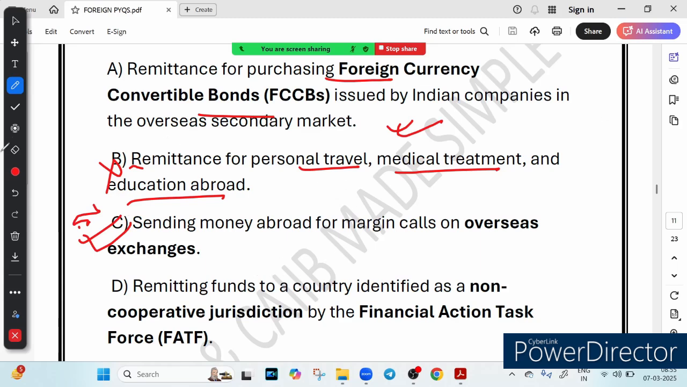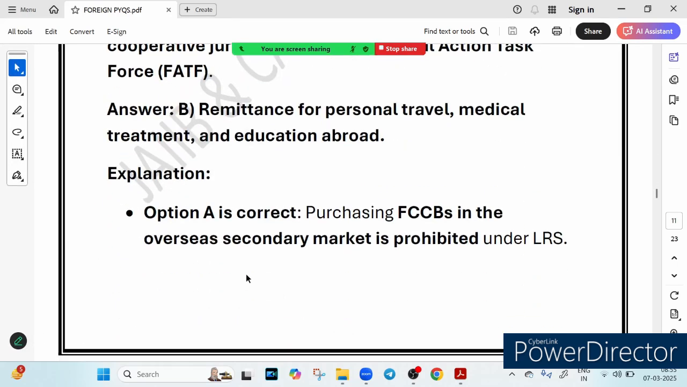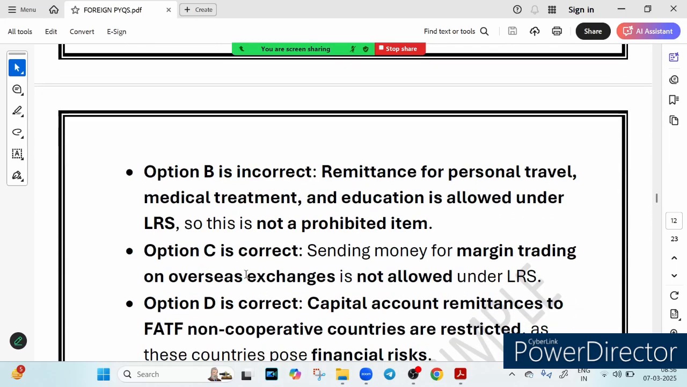Right. So what we learned from this question is that LRS allows remittance for personal purposes like travel, education, medical treatment. Some prohibited transactions include purchasing FCCB in the foreign market, margin trading on overseas exchange, and remittance to FATF non-cooperative jurisdictions.